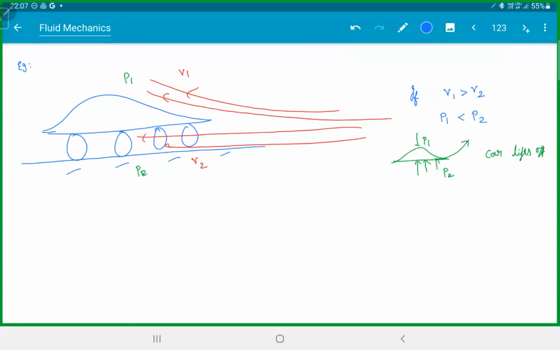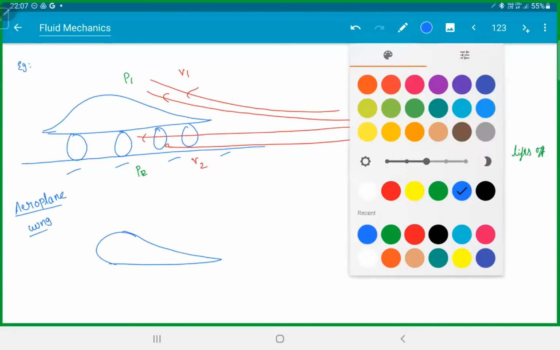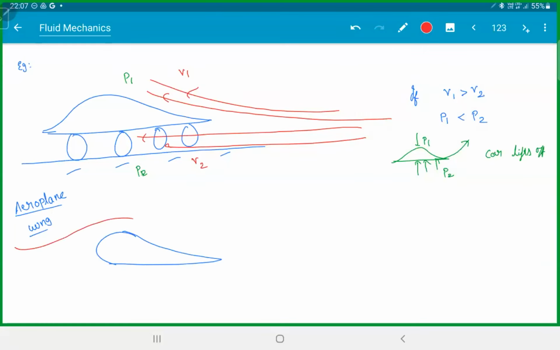So you have to do the same thing for an aeroplane wing, but basically V1 should be less than V2. You want the pressure to push the car down. If you take an aeroplane wing, the idea is the same. The aeroplane wing is designed in such a way that the wind speed at the top and the bottom is different. So this creates a pressure difference: this creates P2, this creates P1.